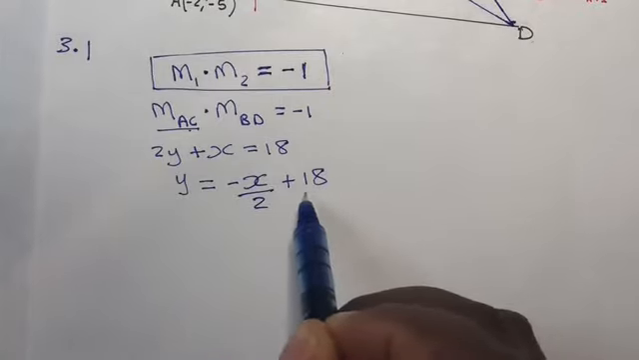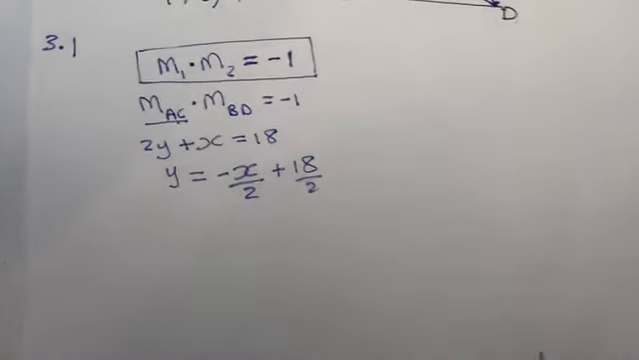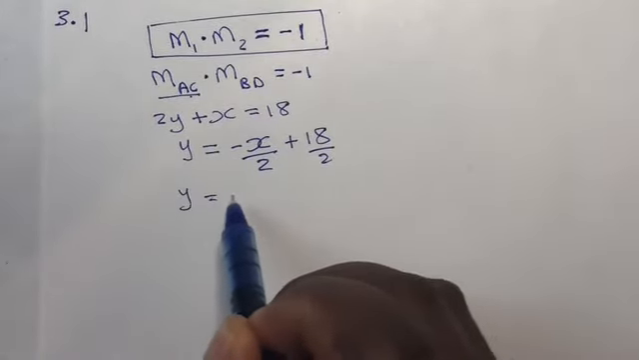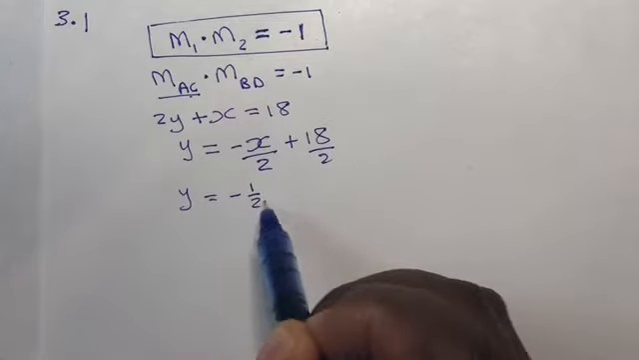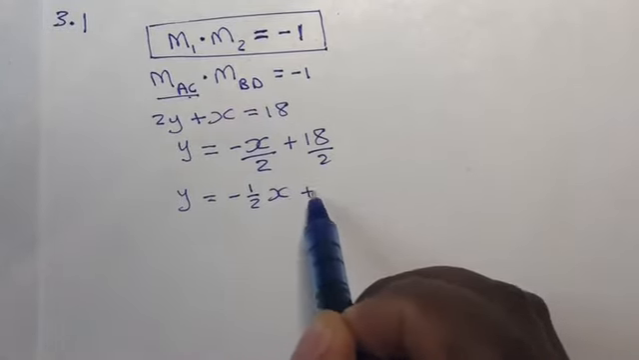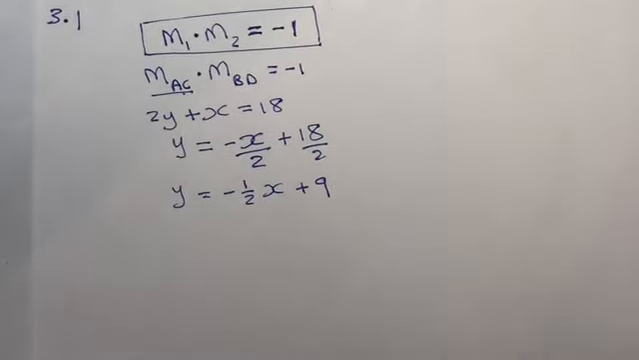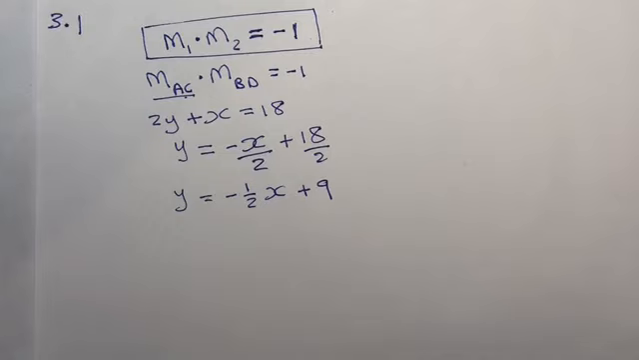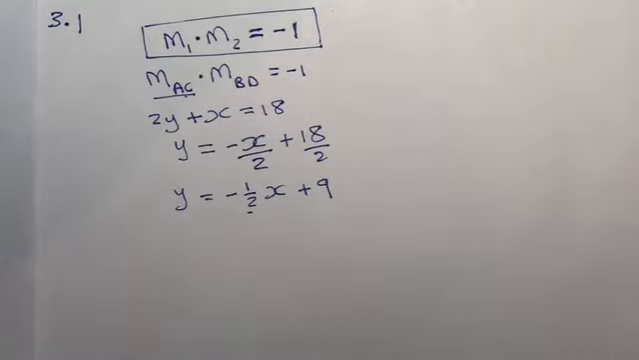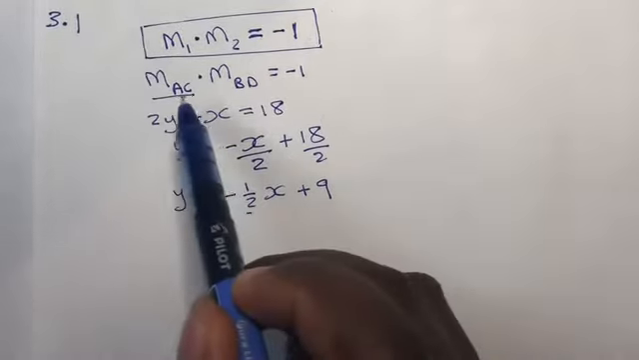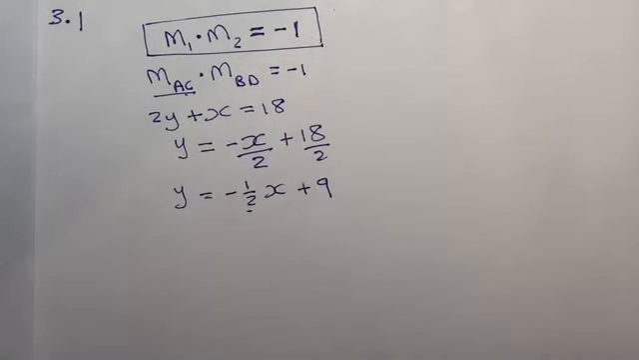So you divide everything by 2. You therefore have y equals minus 1 over 2 x plus 9. So this is the standard form for the straight line equation of BD. You can now make use of this gradient, substitute into that formula and calculate the gradient of AC. So let's see.